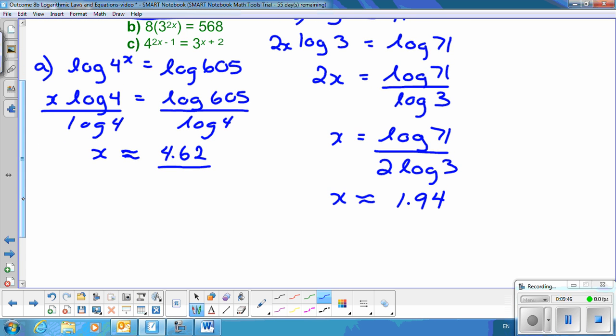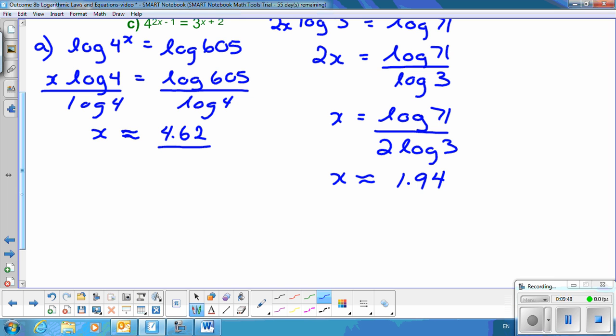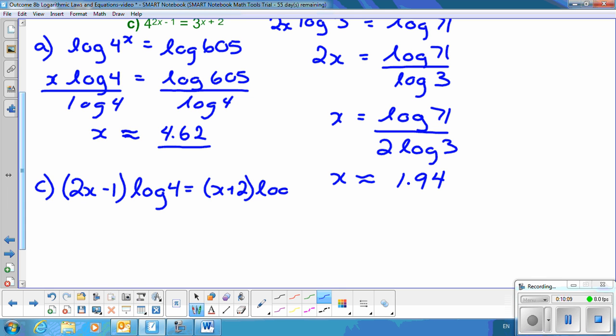Part C. Part C, I'm going to start by taking the logs of both sides. And I'm going to move those exponents out front. So I have 2x minus 1 as my exponent times the log of 4 equals x plus 2 times the log of 3.